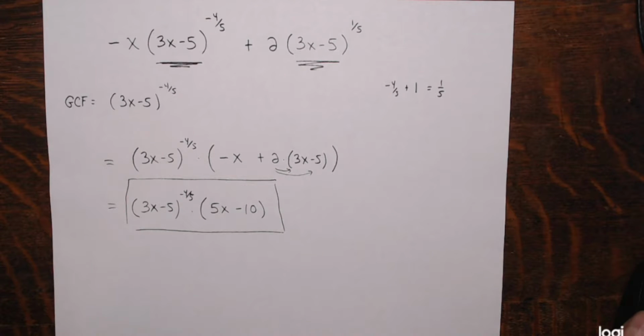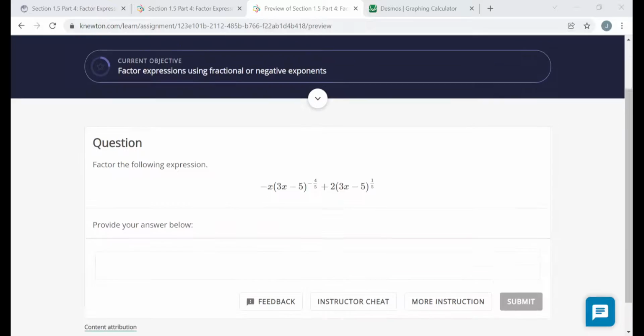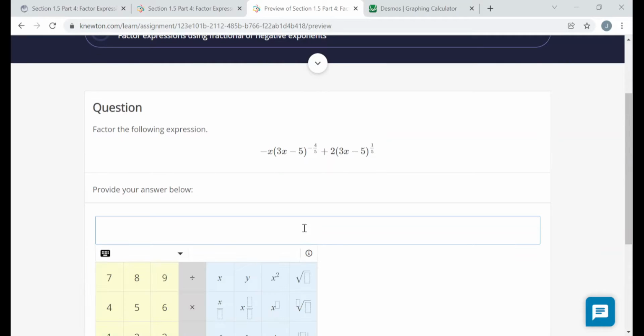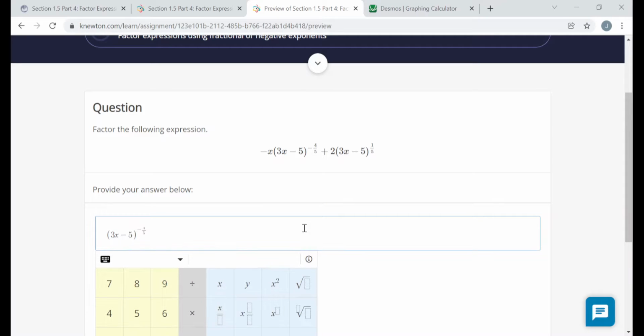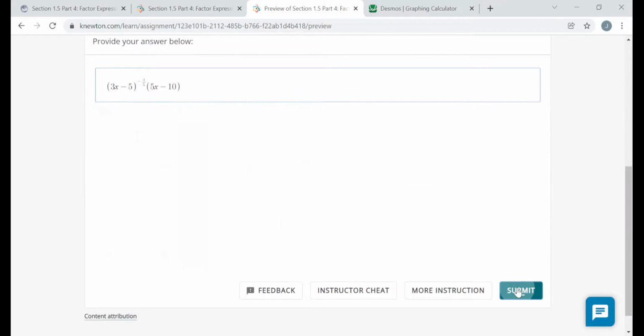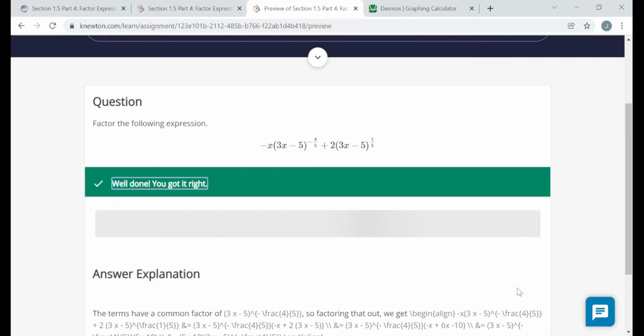The original expression rewritten as an equivalent product. And again, if you go backwards, it all fits. Right? This is equivalent to the original. All right, so that's what I'll enter. So we have the 3x minus 5 raised to the negative 4/5 power. Make sure that's all in the power there. Then come down and write the other factor, which was 5x minus 10. All right. And submit. Looks good.